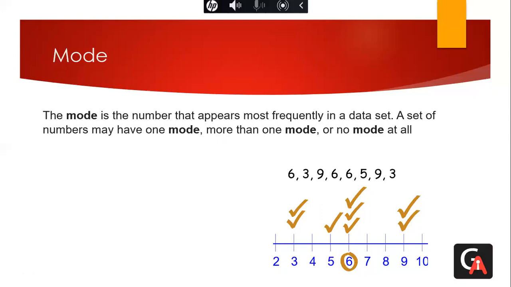So suppose we consider that 5 also occurred 3 times and 6 also occurred 3 times, in that case the mode will be 5 and 6 both. If all the elements occurred the same amount of time, then in that case there will be no mode.